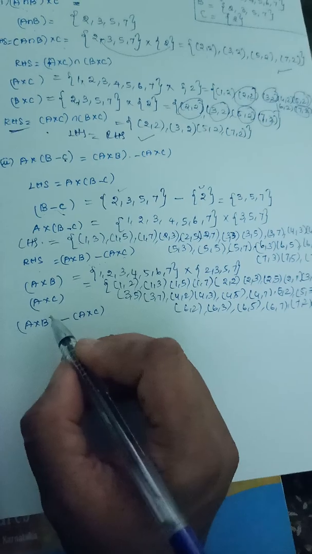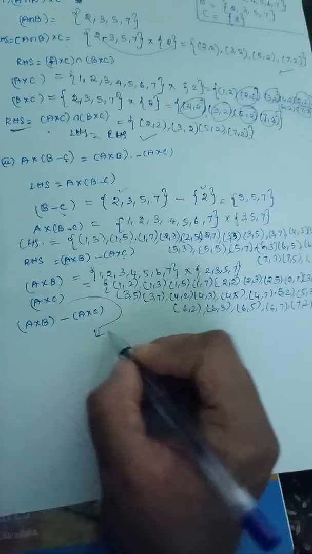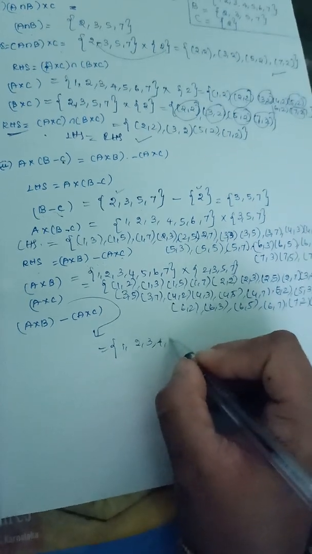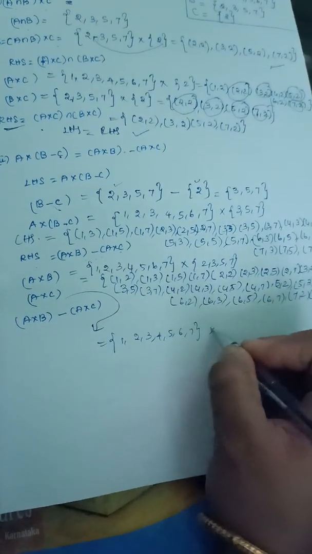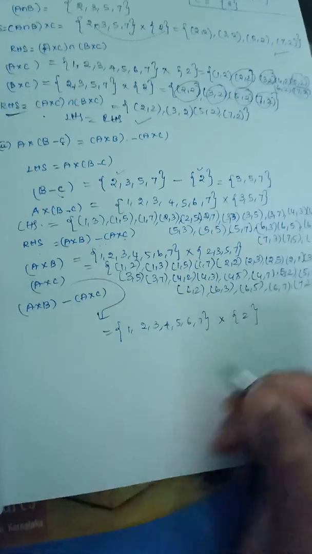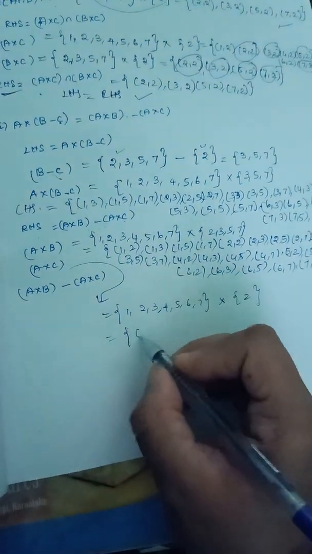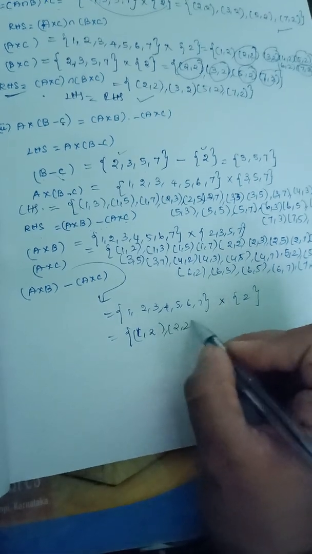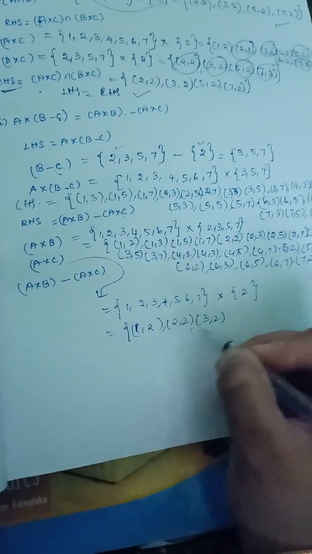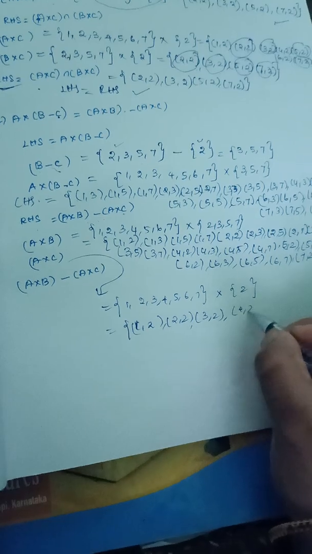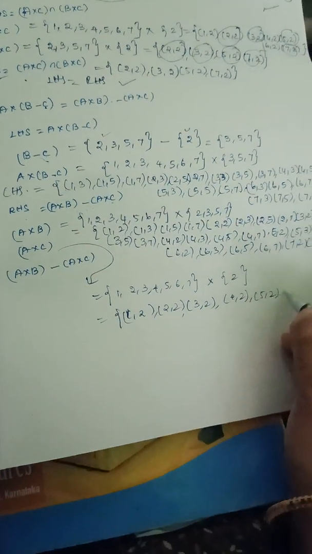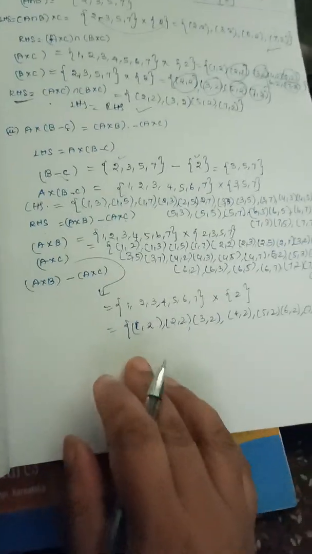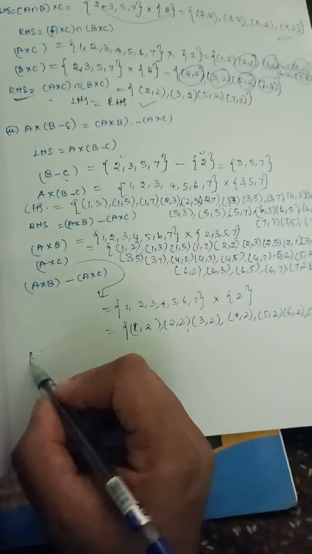Next A cross C. What is A cross C? A is 1, 2, 3, 4, 5, 6, 7 with C. C is very simple, right? 2. So the cross product becomes 1, 2, 2, 2, 3, 2, 4, 2, 5, 2, 6, 2, 7, 2. That's all, right? So now LHS, RHS part, right?